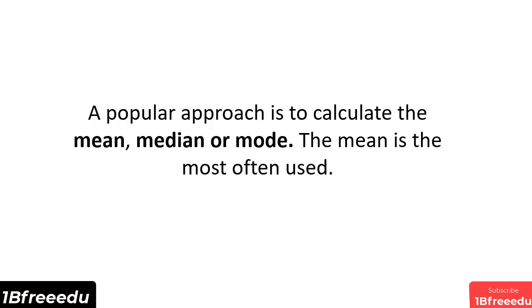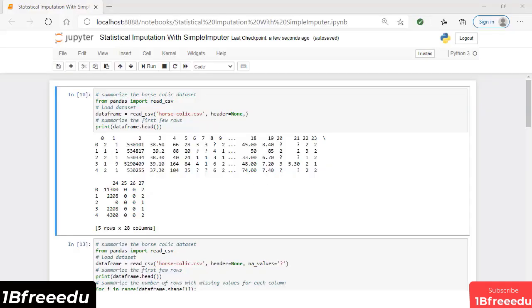The most common is called mean value imputation, because you're calculating the mean value. But you can also use the median, mode, or a constant value. All right, so now that we know what statistical imputation is, let's take a look at a dataset with missing values. All right, let's do some imputation.